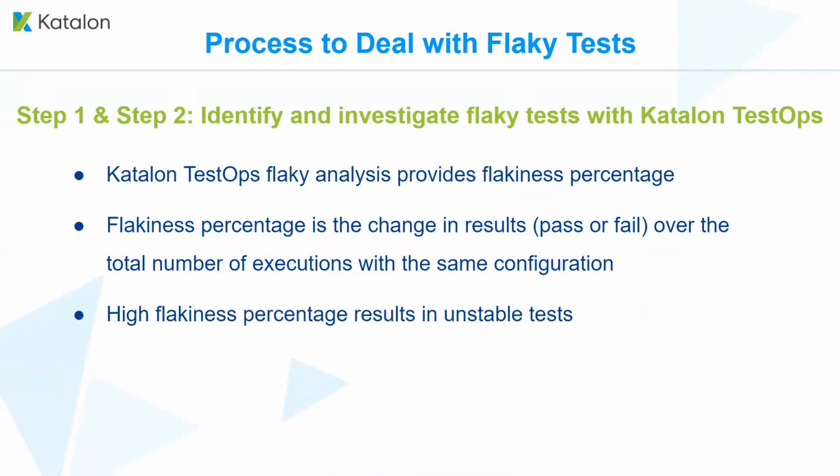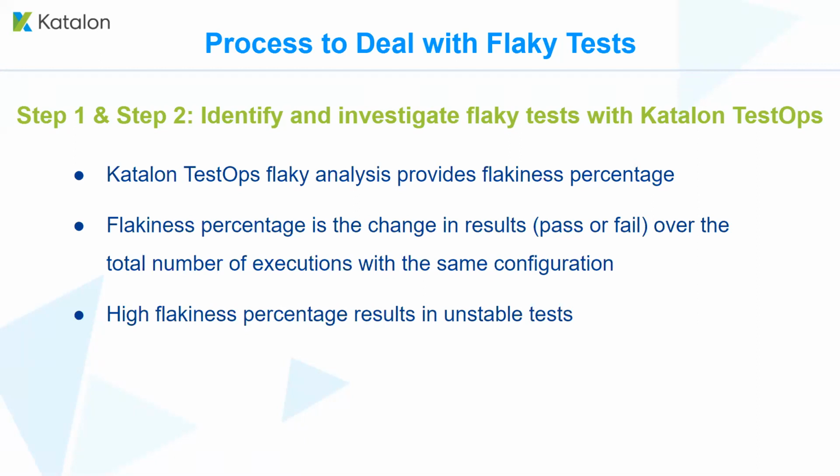Going into the technical definition of flakiness percentage: flakiness percentage is the change of results, whether pass or fail, versus the total number of executions with the same configuration. When I say same configuration, I mean more like environmental. It should be exactly the same configuration. For example, a test case executing on a Chrome browser is the same configuration. But if one test case executes one time on a Chrome browser and the next time on IE, now there's a difference in the platform or the configuration.